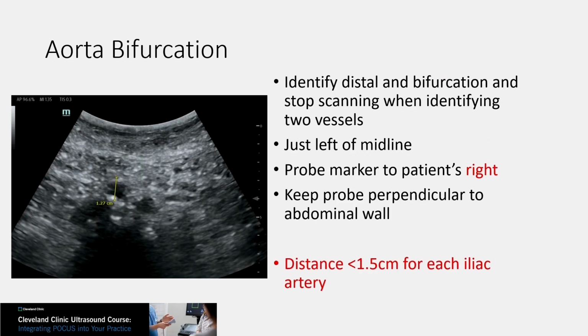After you've identified the distal aorta, you can move down to the aortic bifurcation. This is where the vessel splits into 2, and you should see 2 vessels. Again, you can use pulse wave Doppler to confirm whether it's arterial or venous if you're unsure. Keep the probe in the midline and stay with the probe perpendicular to the abdominal wall with the probe marker to the patient's right. The difference for the bifurcation is the distance for each iliac artery should be less than 1.5 centimeters to be normal, and you will measure from outer wall to outer wall.